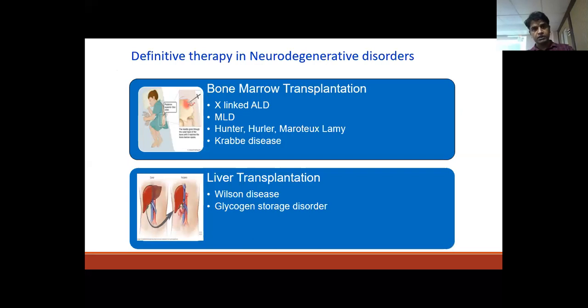Now there are some conditions where you may have a definitive therapy. Bone marrow transplantation is an option in conditions such as X-linked adrenoleukodystrophy, metachromatic leukodystrophy, Hunter's, Hurler's, and Maroteaux-Lamy. In Krabbe's disease, it has been tried, although the results are early and not that dramatic, but variable, and there are only a handful of centers doing that in India. Liver transplantation is used in Wilson's, and may be needed in glycogen storage disorders.